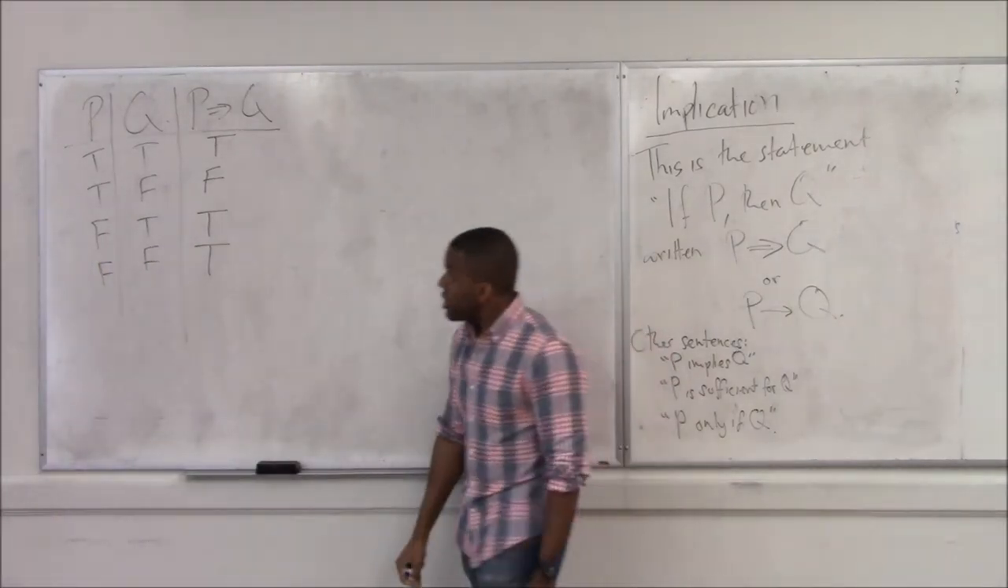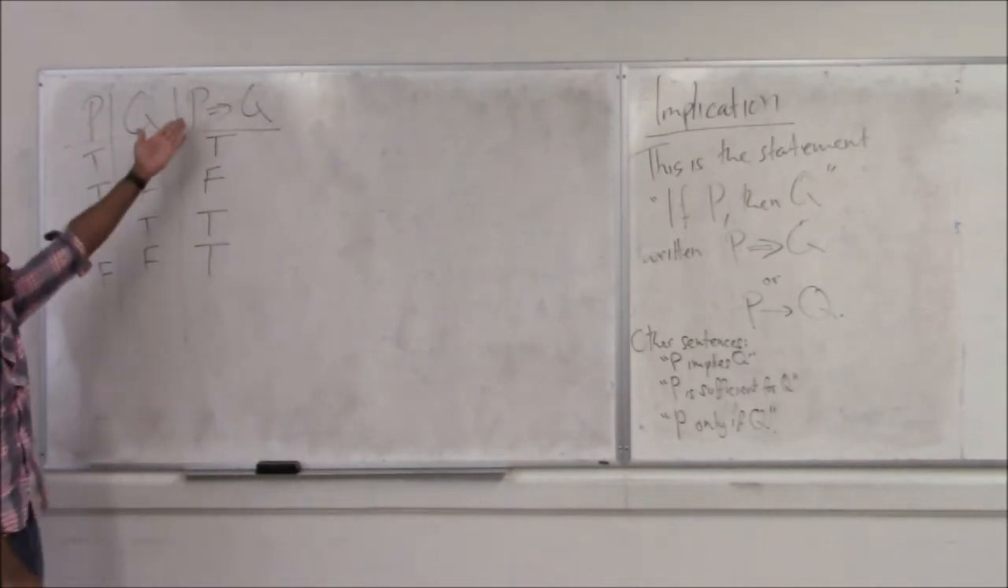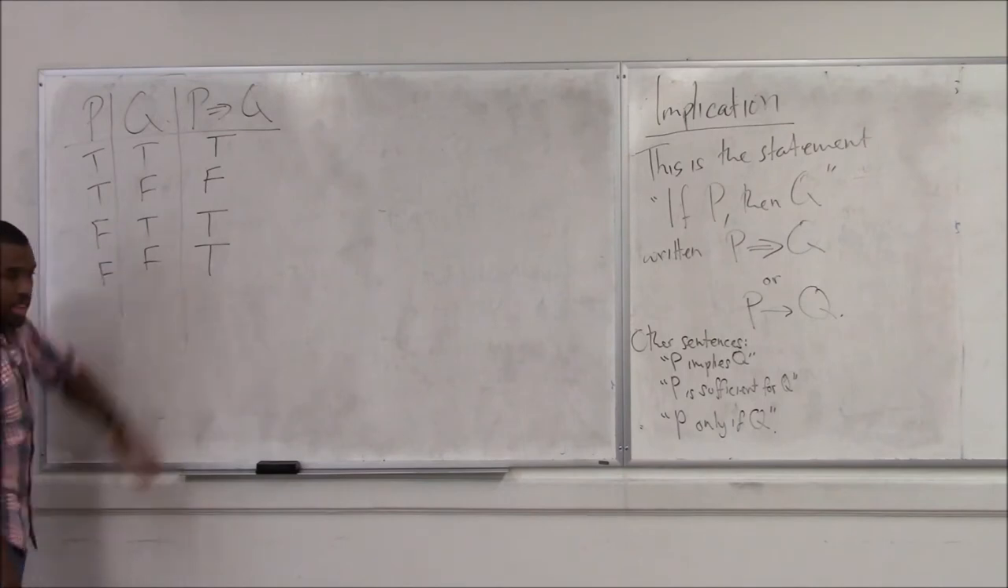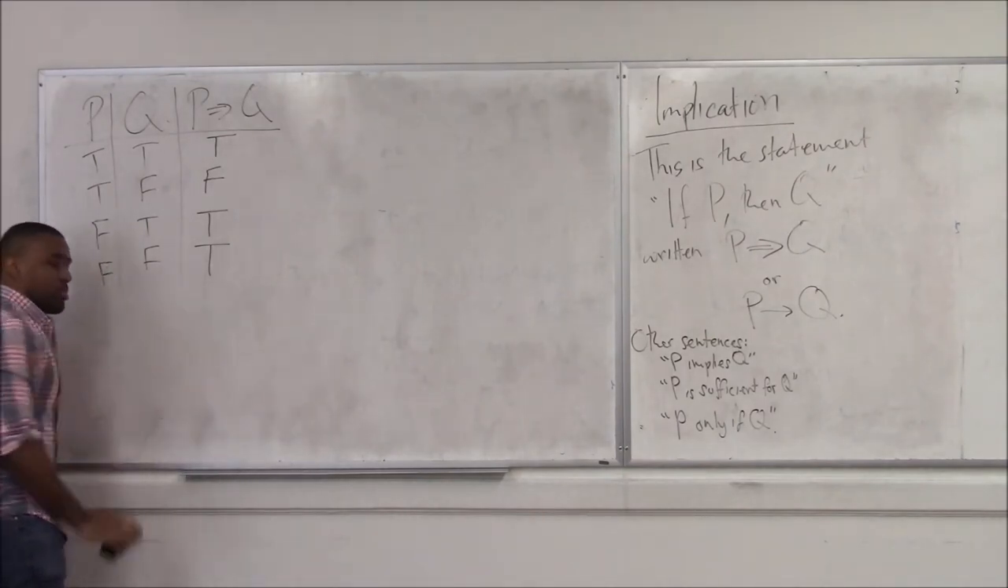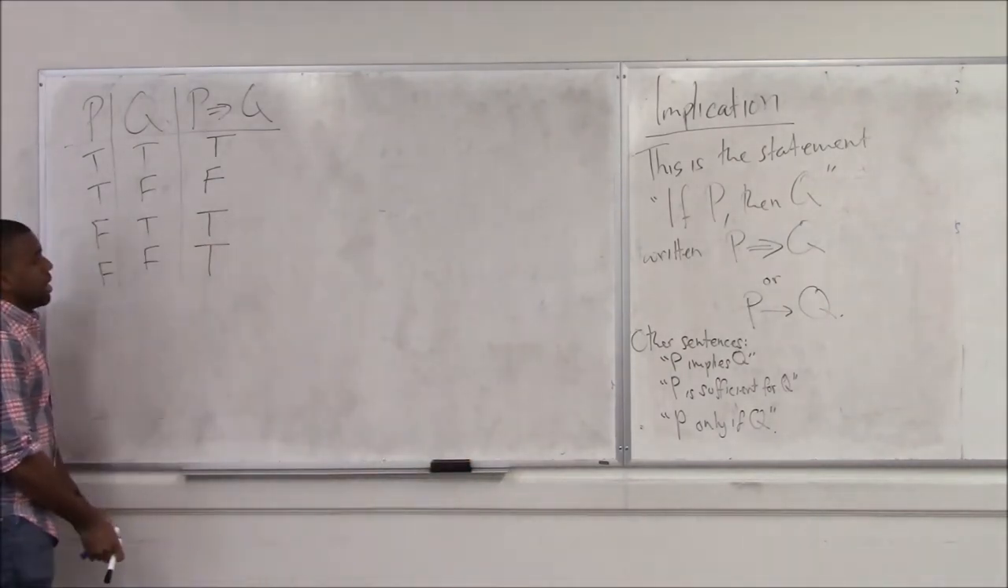That's the definition of P implies Q. So if P, then Q. And you can substitute P and Q to be any sentence you want, and this will be the truth value arrangement. It's a very important statement, but it's also a very confusing statement to a lot of students, especially when they see it for the first time.